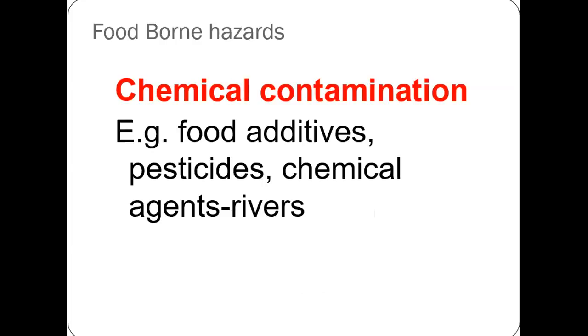Chemical contaminations are brought about by additives in the food that we are eating, or sometimes the food that we are eating that we consider to be fresh will be contaminated with pesticides, or probably the water that we are using is contaminated with chemical agents, as we wash the food or the vegetables that we are eating.